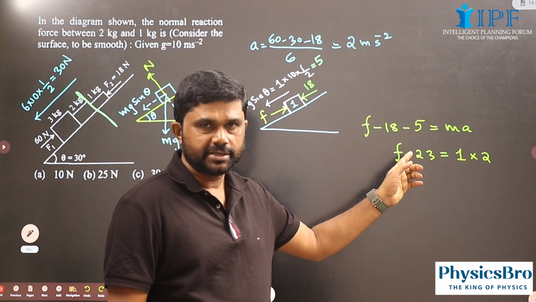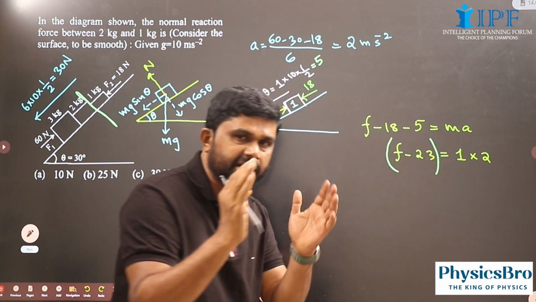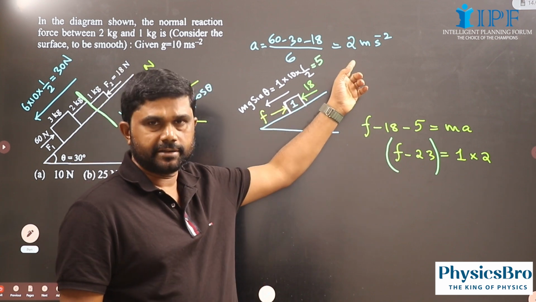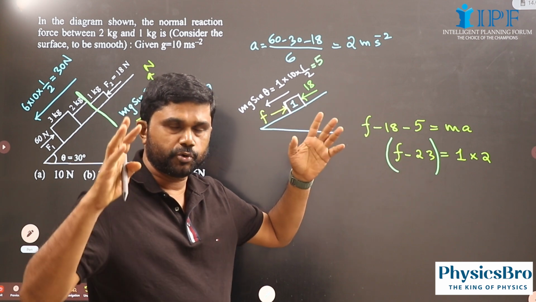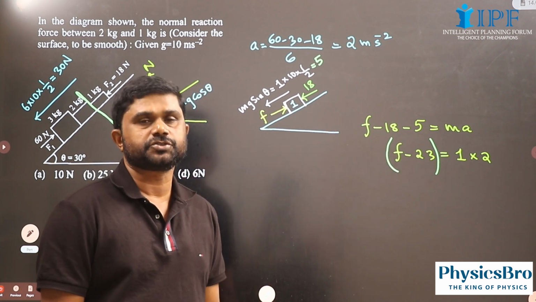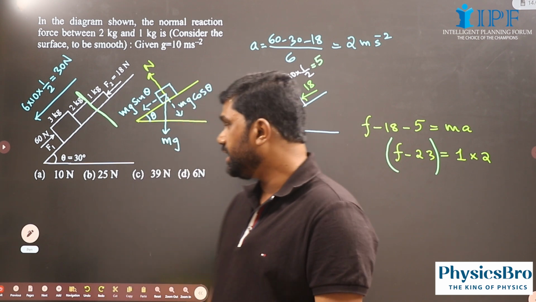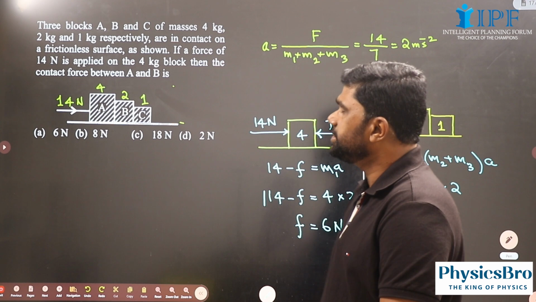F minus 23 stands for the resultant force. In F equal to ma, F acting up the incline must be equal to mass into acceleration. All the 3 blocks are moving with the same acceleration, that is 2. So 1 into 2. So F we will get 25 Newton, right? Now let's see the next question.